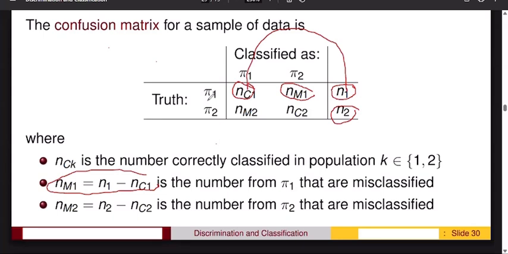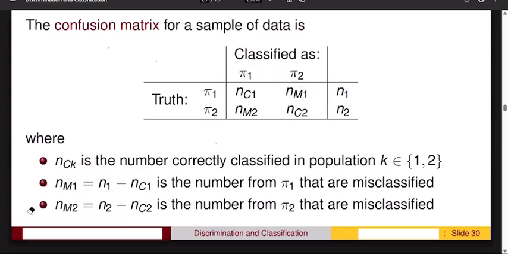So right now you are able to find the probability of misclassification. The confusion matrix is going to reveal to us the numbers that were correctly classified and the number that were misclassified.